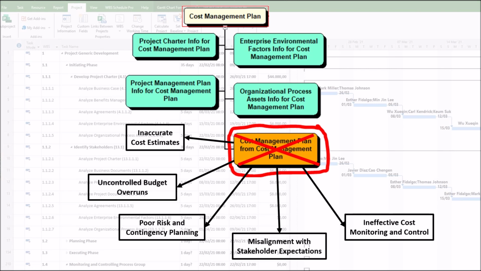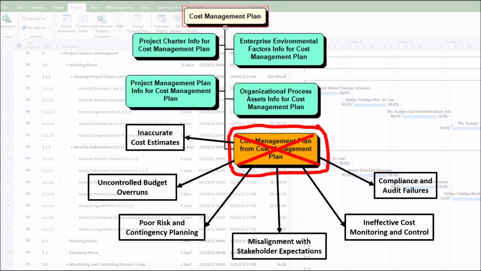5. Ineffective cost monitoring and control. Without earned value management or clear KPIs, cost performance cannot be measured. For example, a project team doesn't realize they're over budget until it's too late.